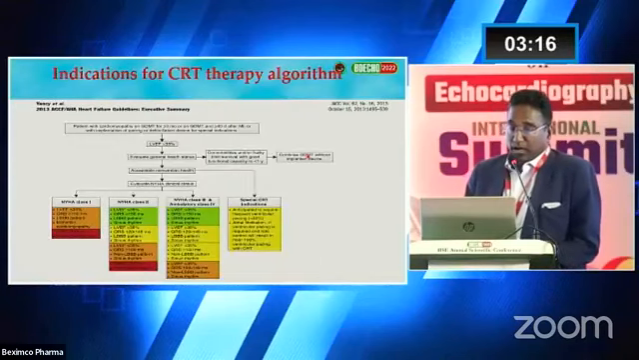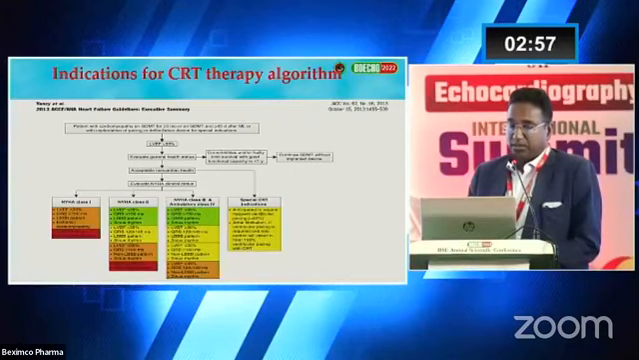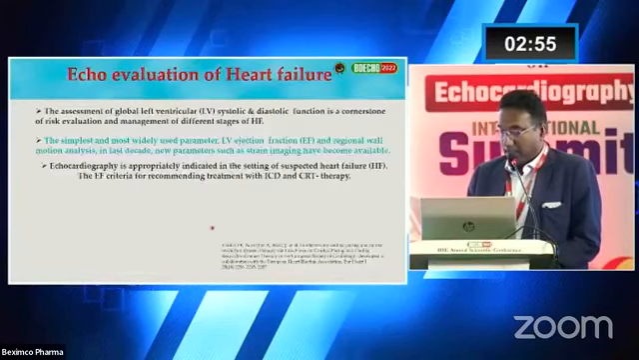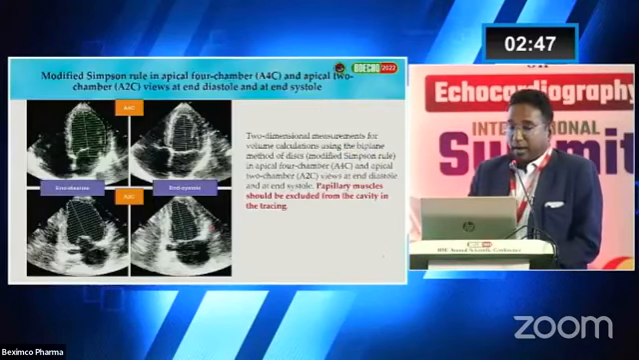So we must know the class 1 recommendation: LVEF less than 35% and QRS more than 150 milliseconds, sinus rhythm with LBBB. This is a class 1 recommendation, and there are also other special recommendations. Echo evaluation of the heart is a very important tool, already discussed in heart failure, but among them the EF is very important because 35% EF is the threshold for CRT-D implantation.